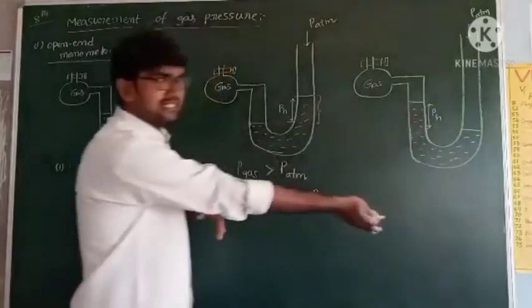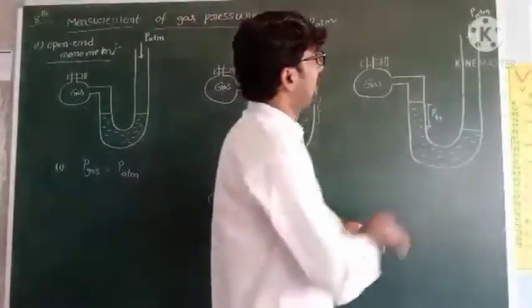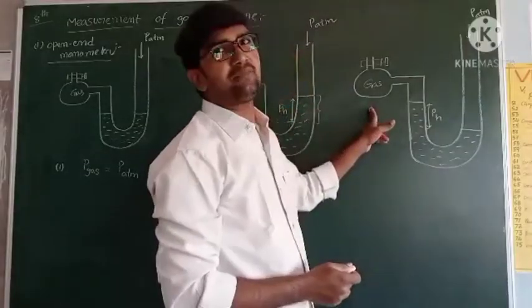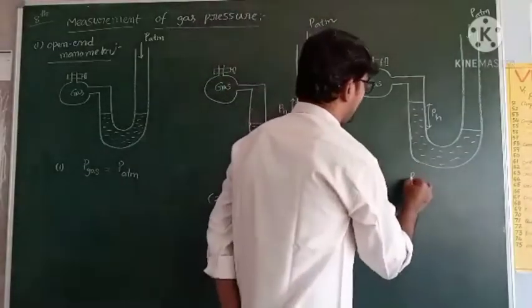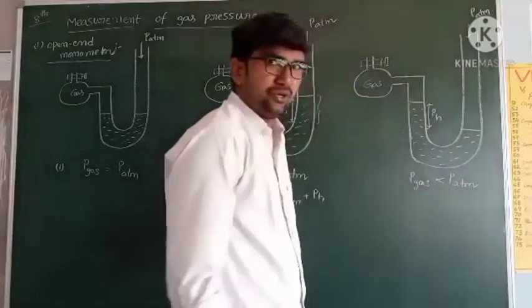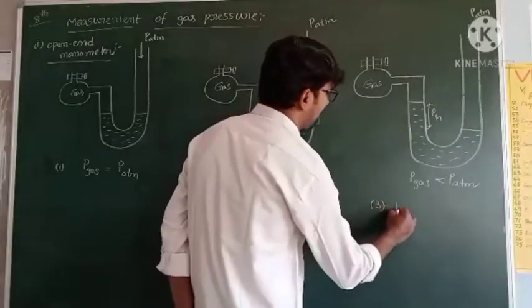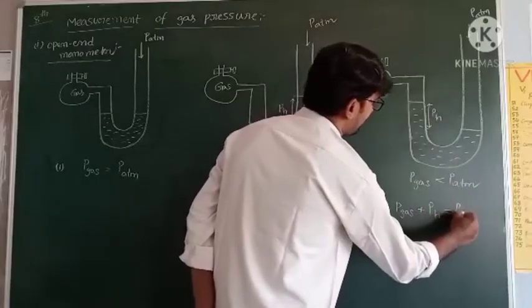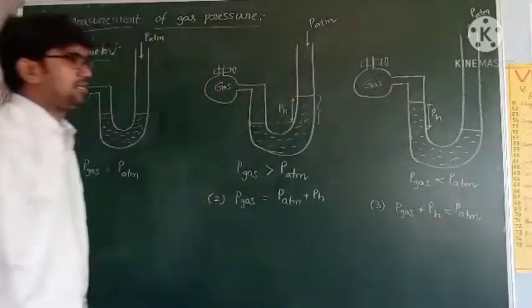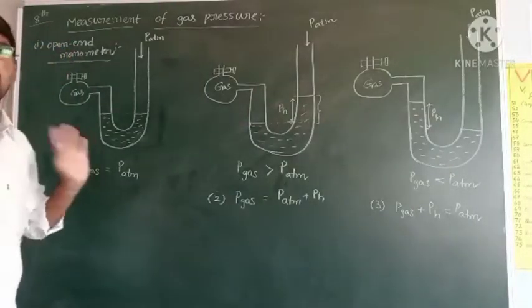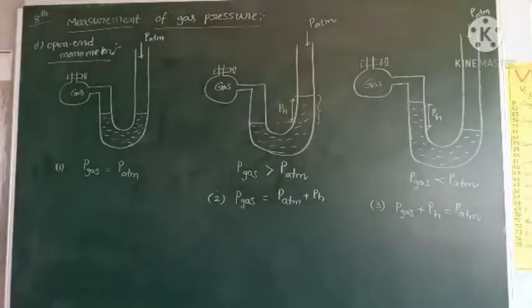Now the reverse case. The third one is the reverse case. What is the reverse case here? The pressure created by the atmospheric gas is greater than the pressure created by the gas. So in this case, P gas is less than P atmospheric gas. So I think we expect an easy equation here, that is the third one: P gas plus this difference pH is equal to P atmospheric gas. So these are the three formulas for the open end manometer. Right?